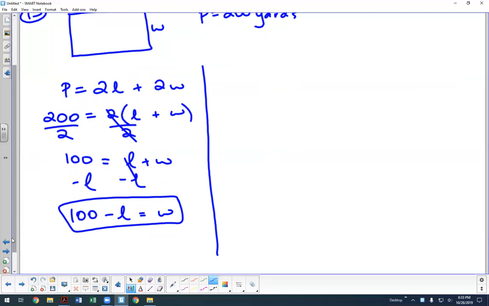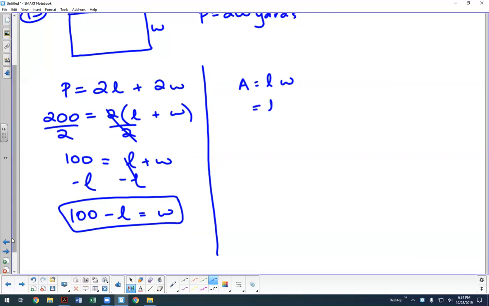Length squared plus width. Wait, no. Nope. Length times width, yeah. So the area of a rectangle is length times width, and you will notice we are defining width in terms of the length here. So we're actually going to take this formula and substitute it in the area formula so that instead of both letters, I'm only working with one letter, one variable.